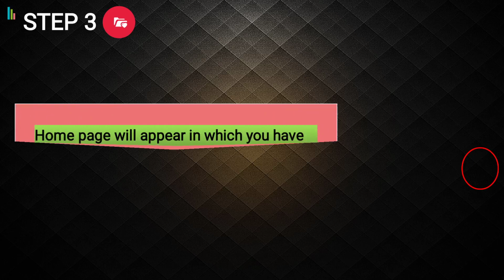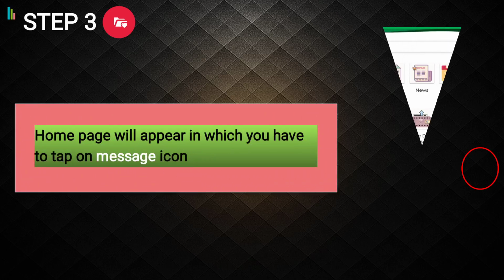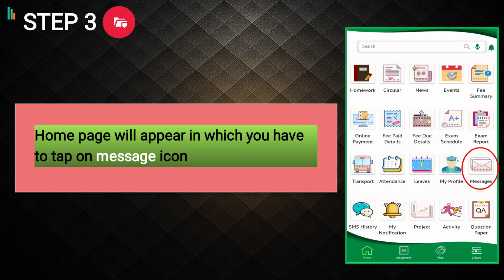Now step 3. Now the home page will appear in which you have to tap on the message icon. This you see in the image, this page will open. So many icons are there for homework, circular, news, events. In this, you see encircled in the red color circle, message, you have to choose. So you have to choose the message icon, means you have to tap it.